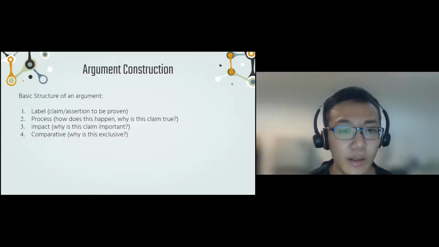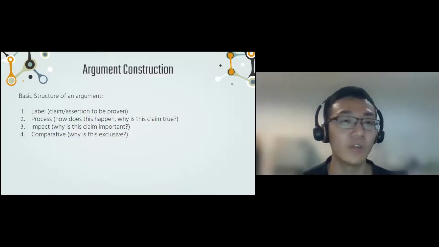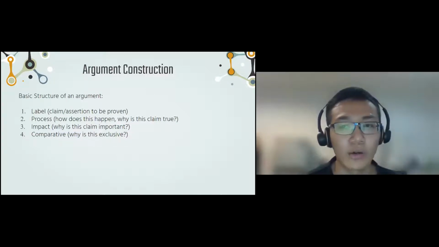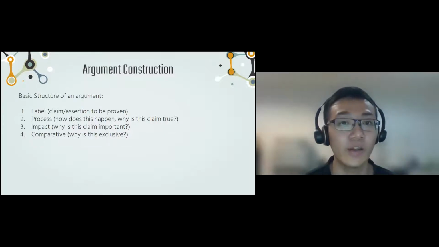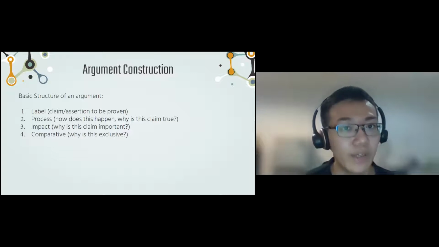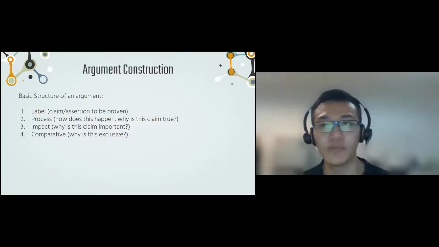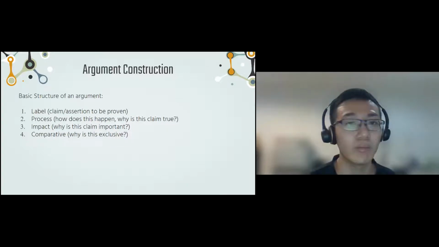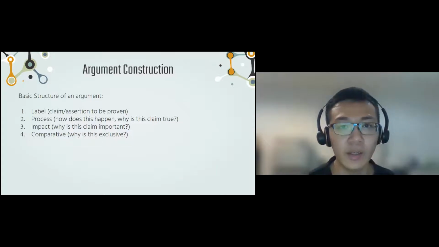The last thing then is the comparative, or the conclusion. So why is the claim that you're making exclusive to your side? Why are these benefits or outcomes ones that your opponents cannot co-opt or that do not exist in their world? This requires you, again, to be aware of the comparative worlds in this debate, to identify the points of differentiation, what makes it different, and what then makes this impact particularly exclusive to your side of the house. That's the basic structure of an argument.